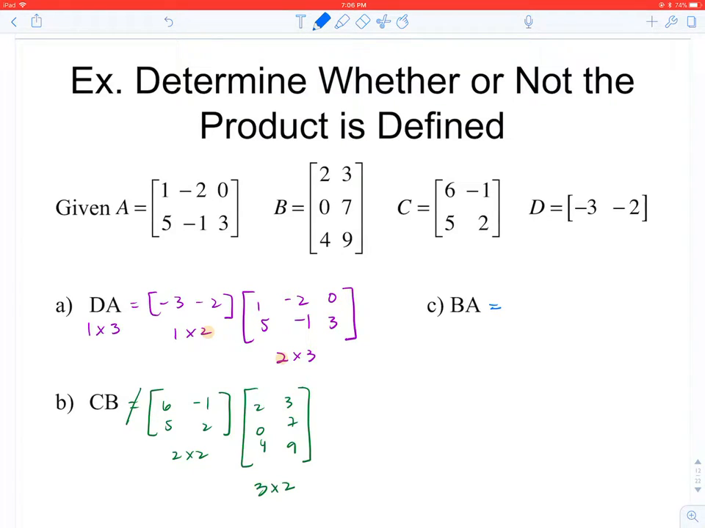And then to see if B times A exists, matrix B is 3 by 2. Matrix A is 2 by 3. Because the number of columns matches the number of rows, this product will exist, and the matrix B times A is going to be a 3 by 3 matrix.